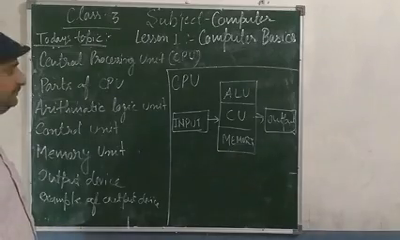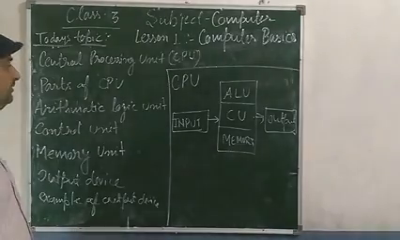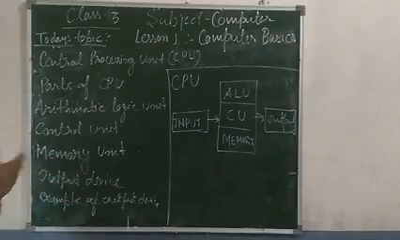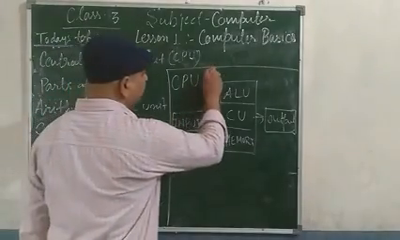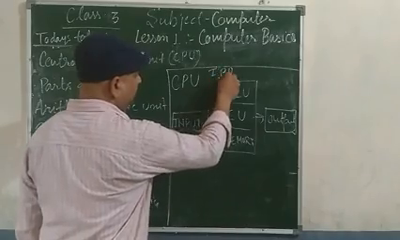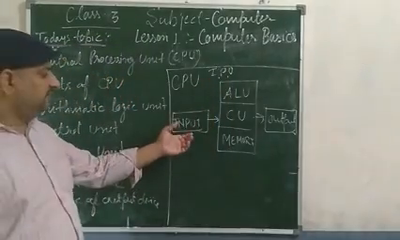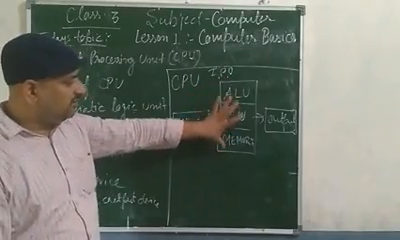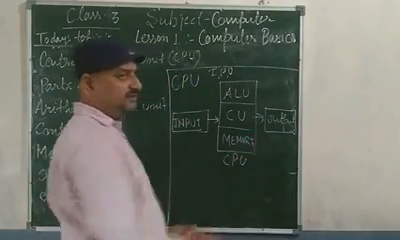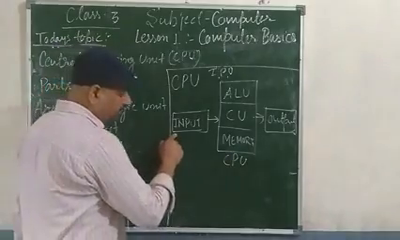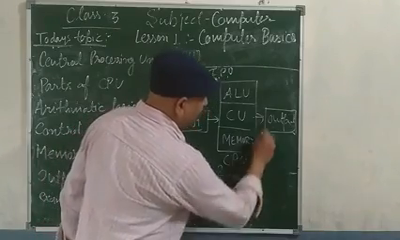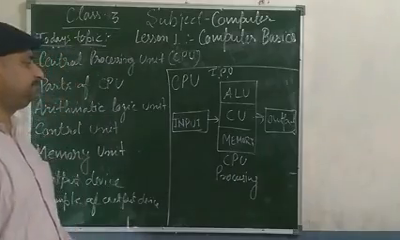We know that computer has mainly three parts. We discussed on that day that computer works on the IPO cycle: input, process, output. You see the picture here. Input. These all things are called CPU. And then after processing we get the output. This is the input device, this is the processing device, and this is the output device.